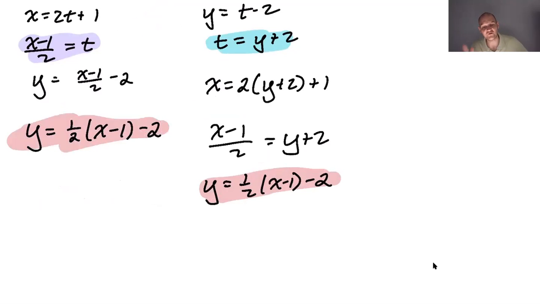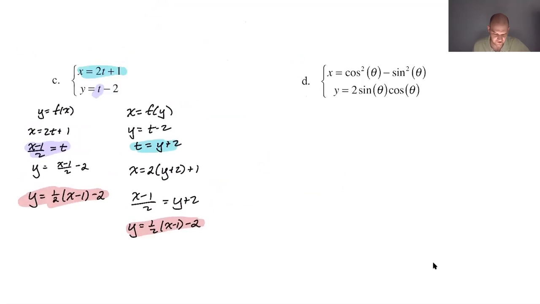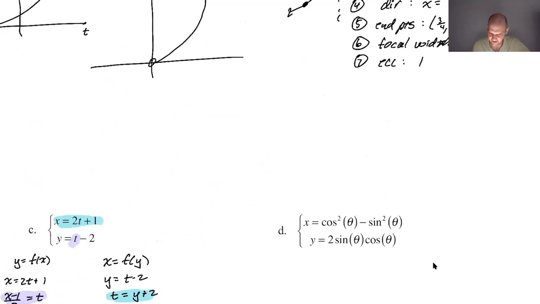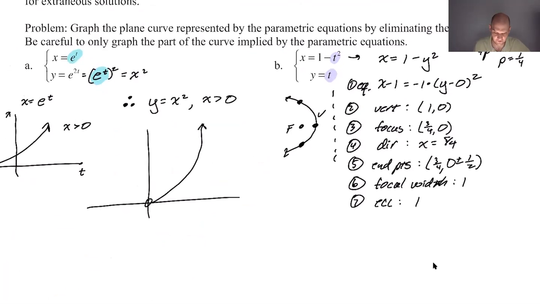It doesn't matter how you choose to eliminate the parameter, you will get the same thing. There's no restrictions on what t can be, so there's no restrictions on x, so you get the entire line. Did that happen up here? Yeah, you get the entire parabola because there's no restrictions on t, which means y could be anything, so you can go everything here, no restrictions.